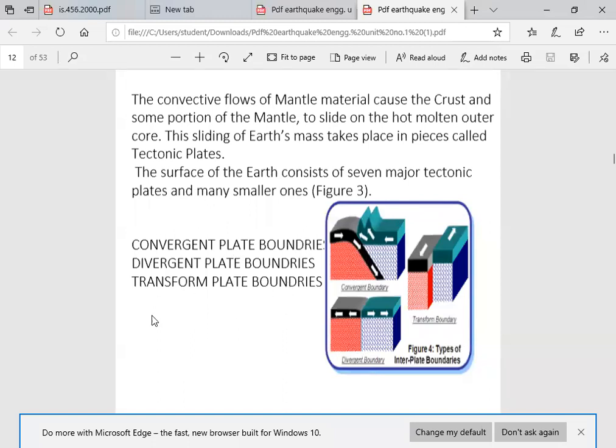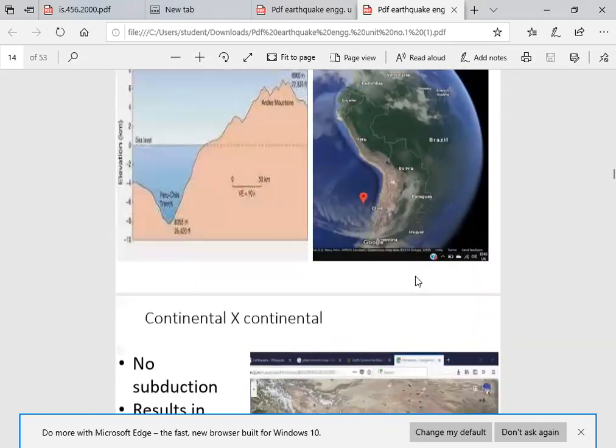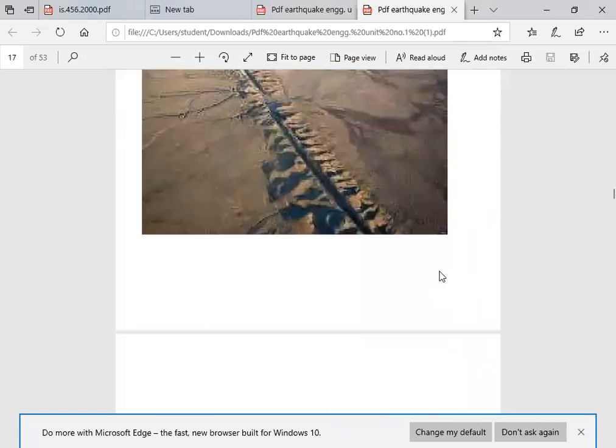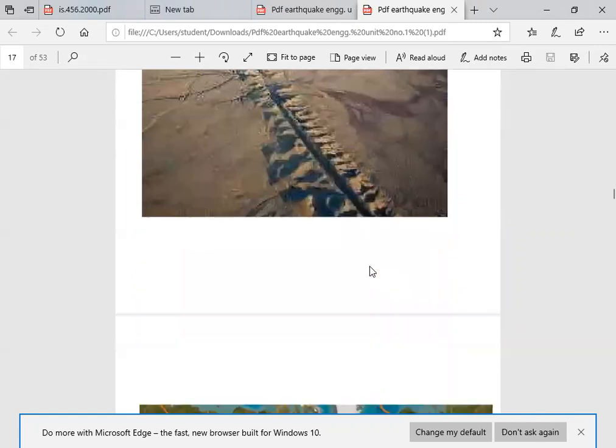These are the three types of boundaries: convergent, divergent, and the transform boundary. Now we'll come towards the next. You can see this picture, this is one boundary, this is the second boundary, and they are diverging from each other. Because of this divergence, you can see a deep pit formed there. So that is the divergence of the two boundaries.